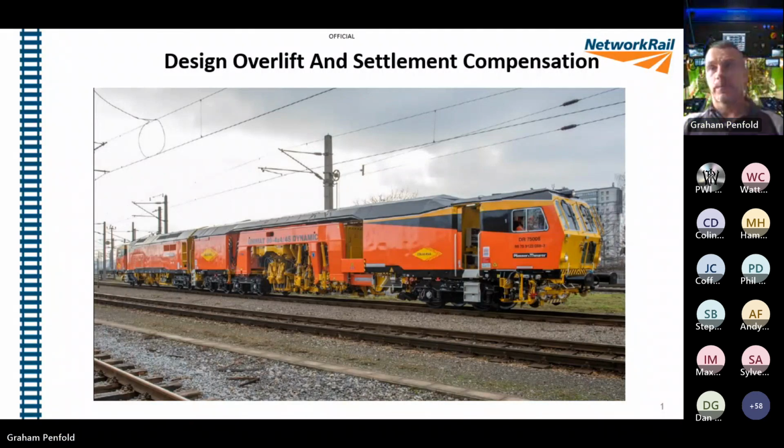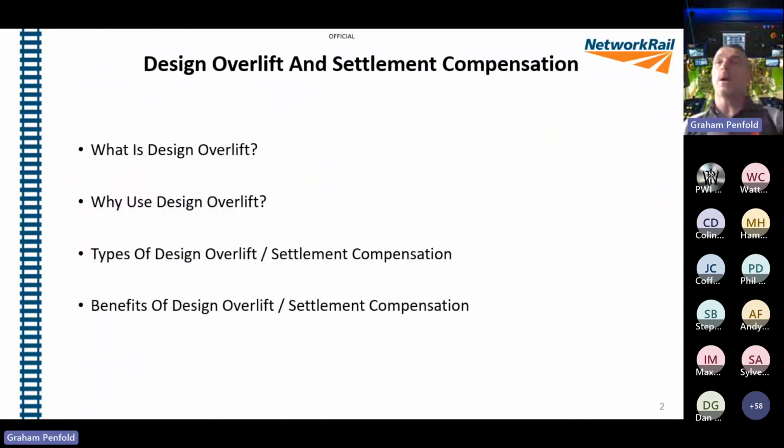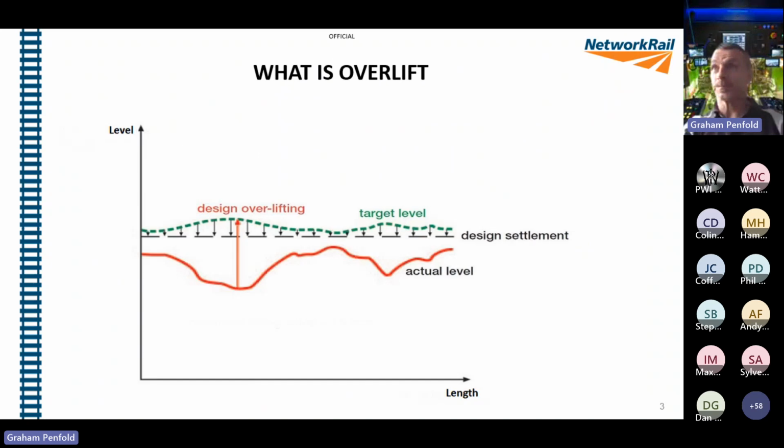So what I'm going to look at is four main things. What is design overlift? Why use design overlift? I'm going to look at the types of design overlift or settlement compensation, and the benefits of using design overlift and settlement compensation.